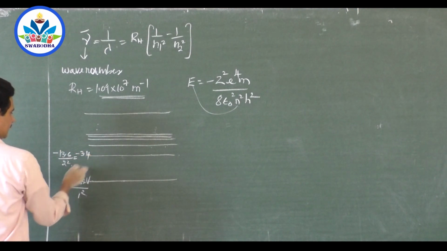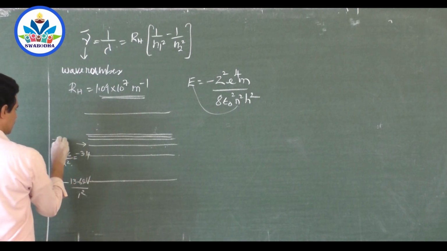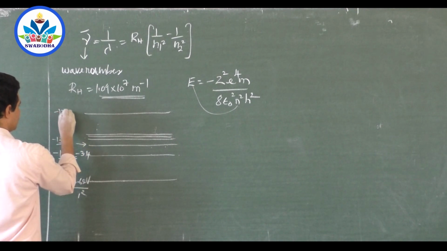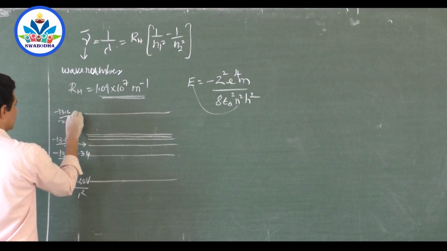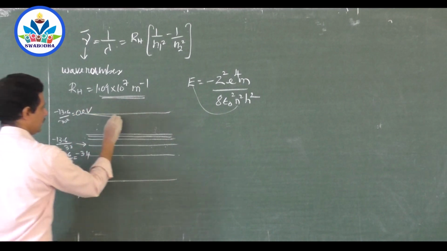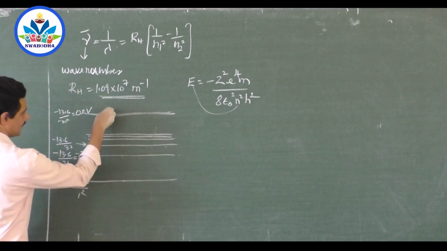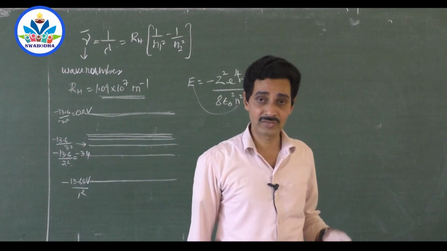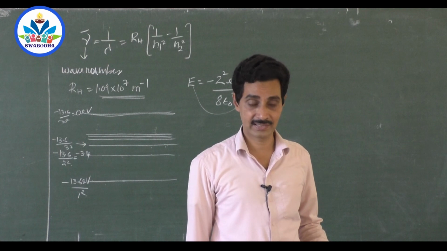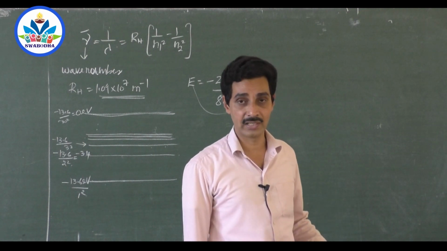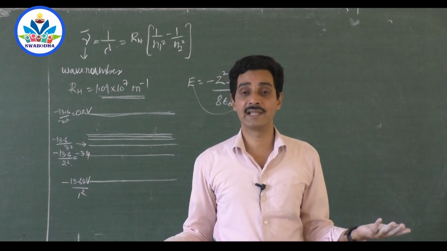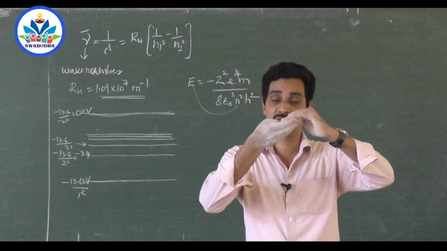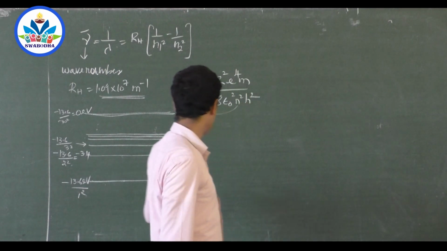Minus 13.6 by 2 square, this corresponds to minus 13.6 by 3 square, and so on. Minus 13.6 by infinity square, that is 0. Last one. What do you mean by electron going to this energy level? Its energy has become 0. It has just come out of the material. In photoelectric effect we studied this, right? If it has just come out of the material, it has no kinetic energy remaining, because you have supplied only that much energy which is needed to just come out. So that is the condition here.